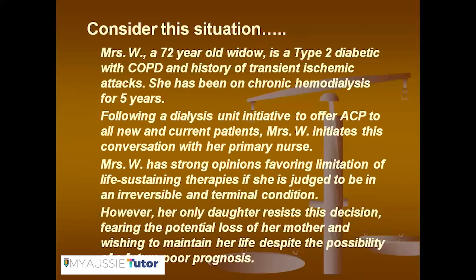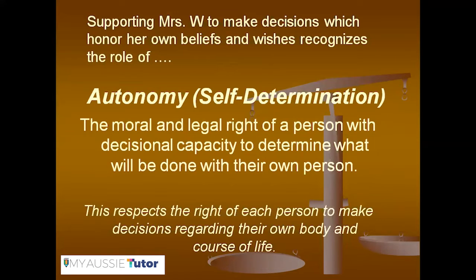Now, Mrs. W has strong opinions favoring limitation of life-sustaining therapy that she judges to be an irreversible and terminal condition. However, her only daughter resists this decision, fearing the potential loss of her mother and wishing to maintain her life despite the possibility of a future poor prognosis. Allowing Mrs. W to make decisions which honor her own beliefs and wishes recognizes the role of autonomy, that is self-determination, the moral and legal right of a person with decisional capacity to determine what they want to be done. This respects the right of each person to make decisions regarding their own body and course of life.